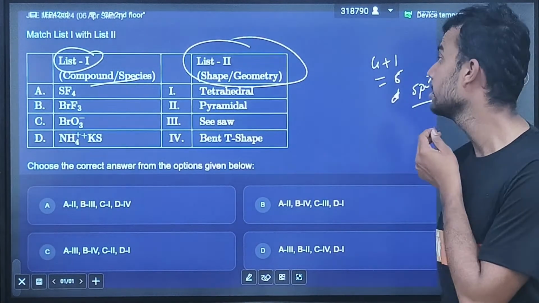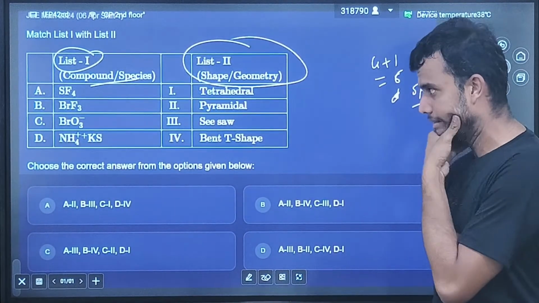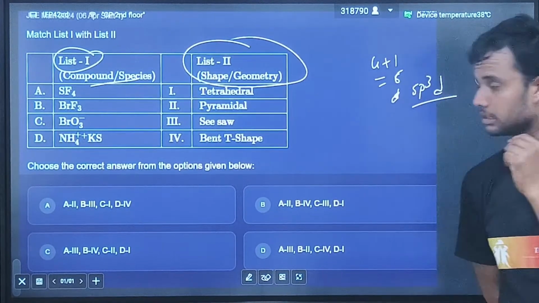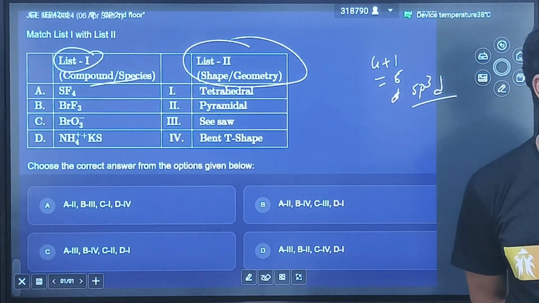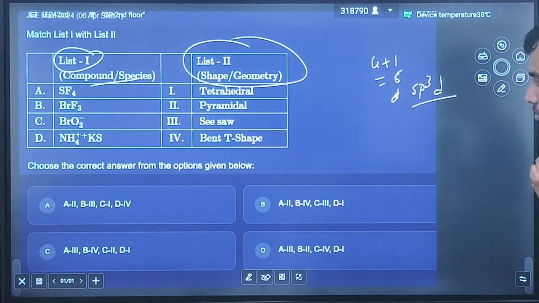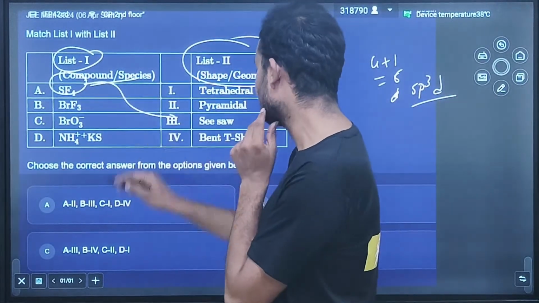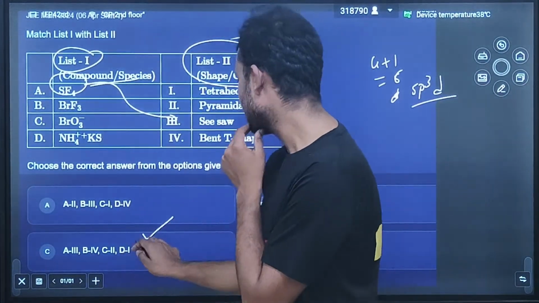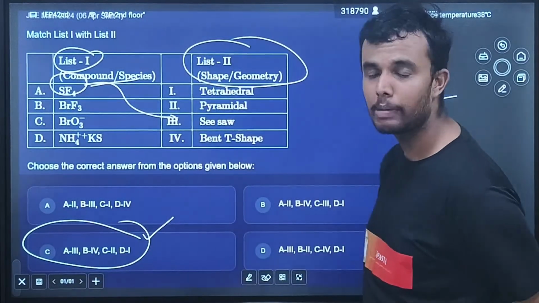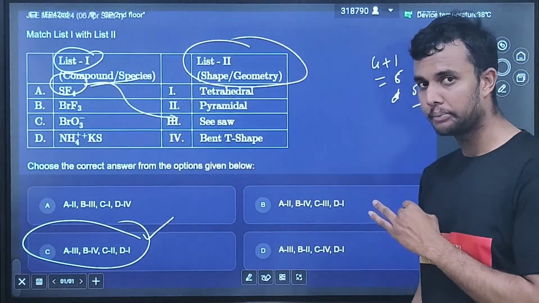What do we get? Seesaw structure. Okay, let me see. They ask the shape, guys. Tell me the answer first. What is the answer for this question? SF4 has a seesaw structure. One of the important ones. The answer is option A. Option A. My dear students, you can look here.